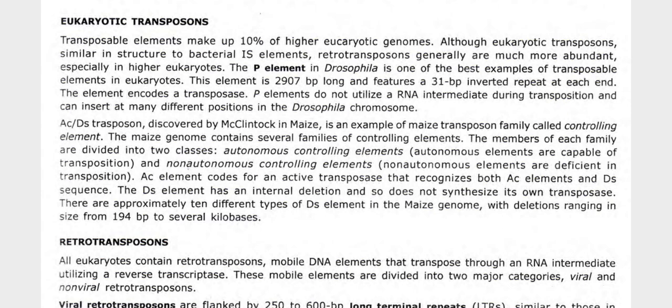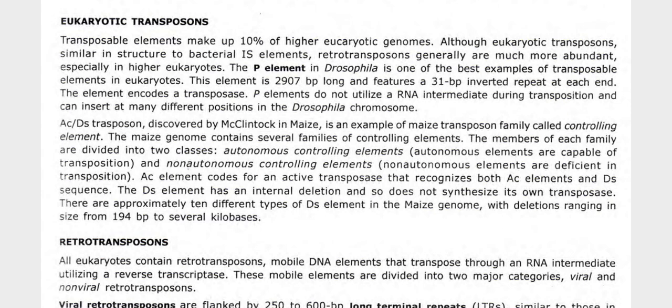This element is 2907 base pairs long and features a 31 base pair inverted repeat at each end. The element encodes a transposase. P elements do not utilize an RNA intermediate during transposition and can insert at many different positions in the Drosophila chromosome. The Ac/Ds transposon discovered by McClintock in maize is an example of the maize transposon family called controlling elements. The maize genome contains several families of controlling elements.